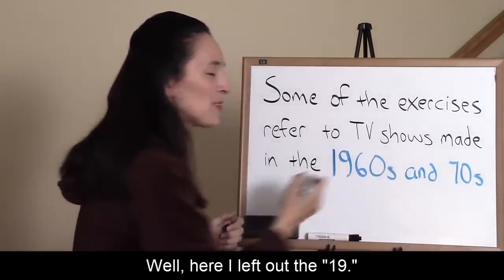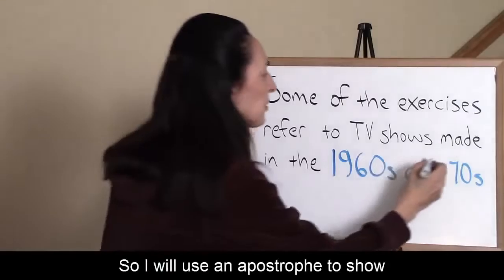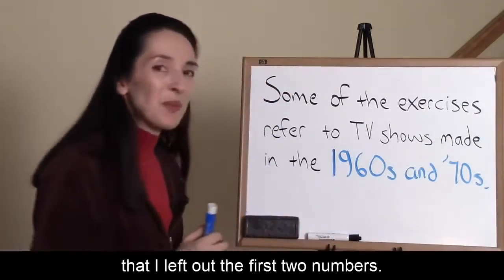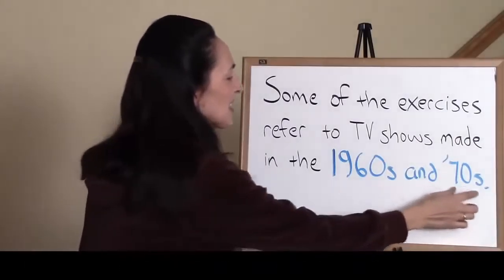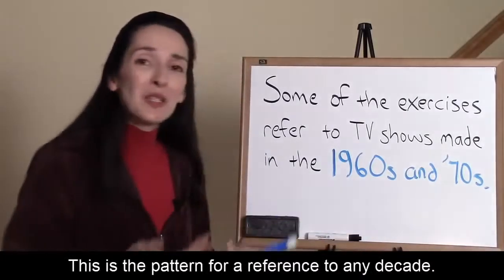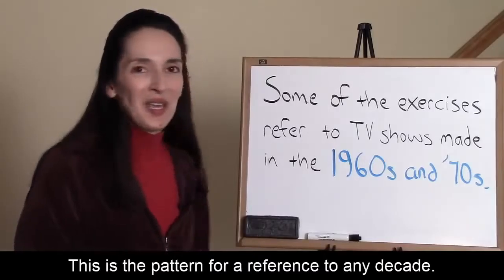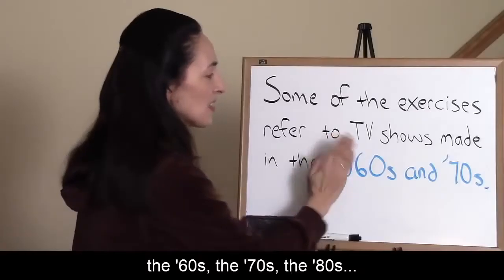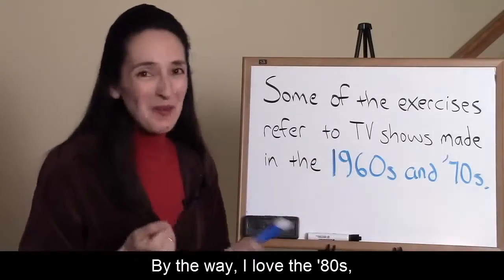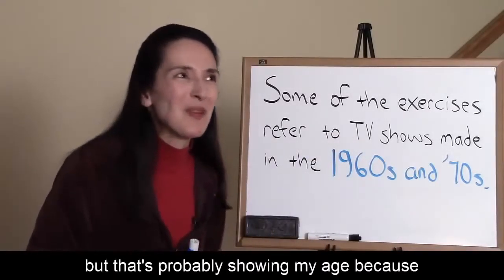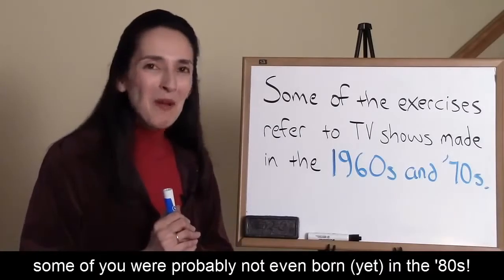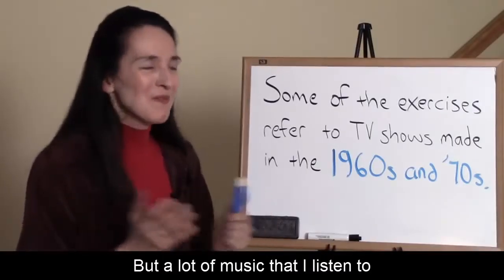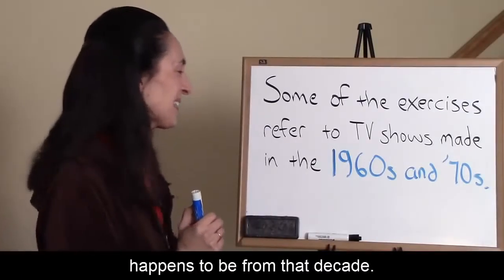Well, here I left out the 19, so I will use an apostrophe to show that I left out the first two numbers, the 1960s and '70s. Okay, this is the pattern for a reference to any decade. The 1960s, the 1970s, the '60s, the '70s, the '80s. By the way, I love the '80s, but that's probably showing my age because some of you were probably not even born in the '80s, but a lot of music that I listen to happens to be from that decade.